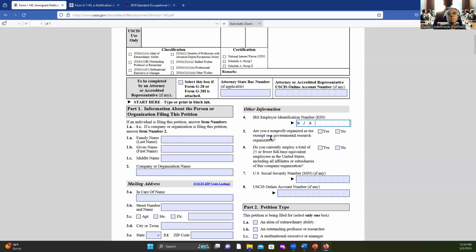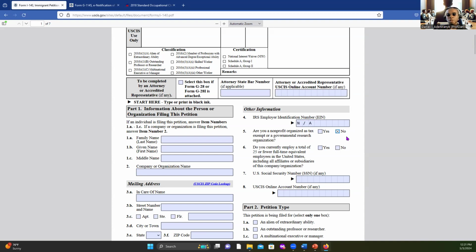Question 5 says, are you a non-profit organized as tax-exempt or a governmental research organization? As a self-petitioner of the EB2 NIW or the EB1A category, you are not a non-profit. Therefore, you select no. Question 6 is a very tricky one. Looking at this question in context, a self-petitioner would select no.